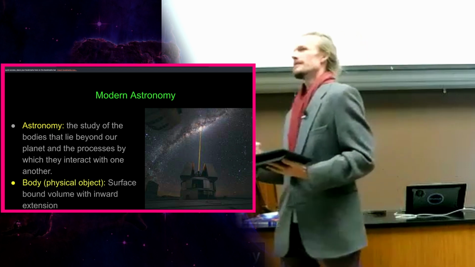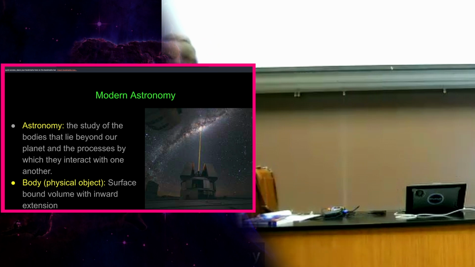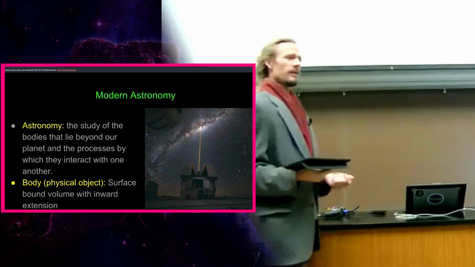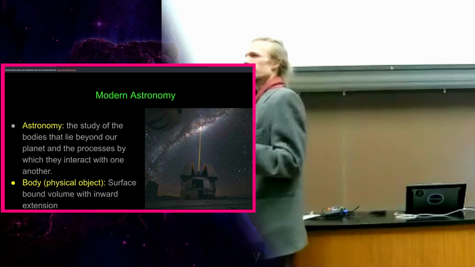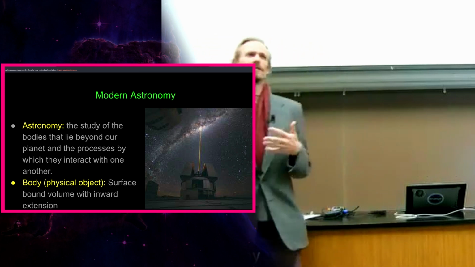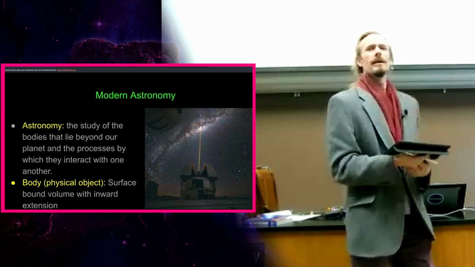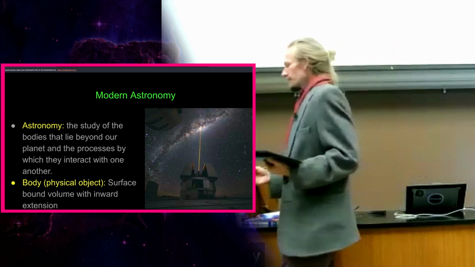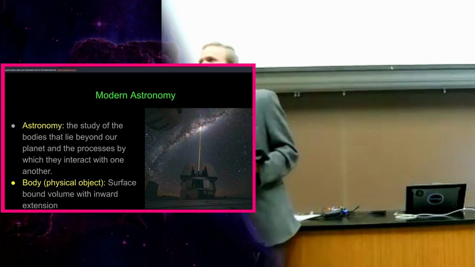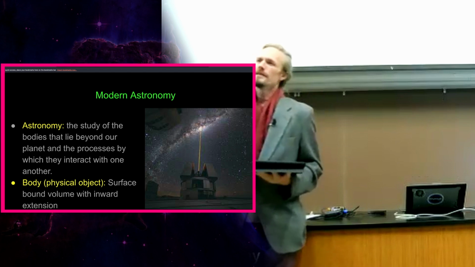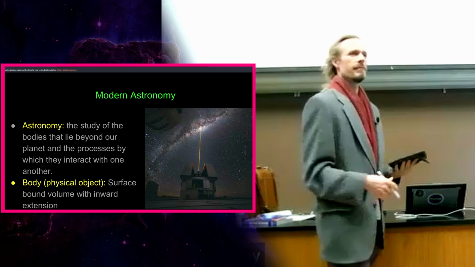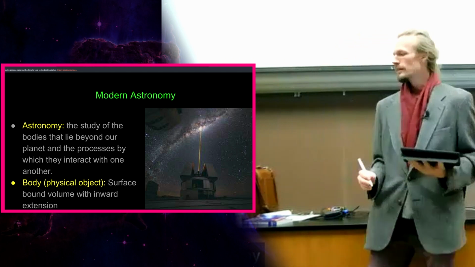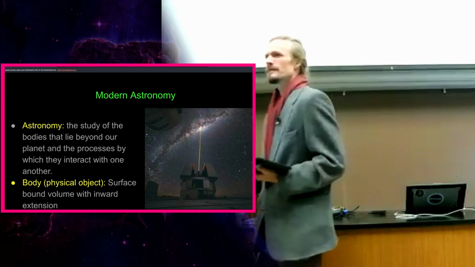So, a body is a physical object. Now, you might ask yourself, why in the world would we have the adjective physical in front of object? Isn't an object, well, unfortunately, perhaps unfortunately, objects in the modern sense can be quite abstract, right? If I have a data set, I can treat it as an object in mathematics. Now, you might think that this is trivial and that I'm splitting hairs here.